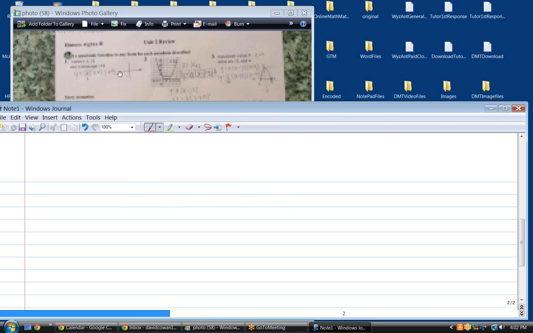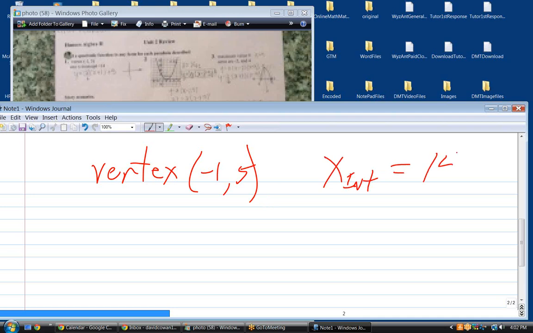So the first problem, what does the first problem say? It says the directions are find a quadratic function in any form for each parabola described. Okay. And then number 1, it gives you the vertex, which is -1, 5, and 1 x-intercept, which is 14. Okay. So it looks like, have you done some of these already? Yeah. Okay. I did number 2 and I got that, but I didn't do number 1 yet. Okay. Well, let's look at 1.